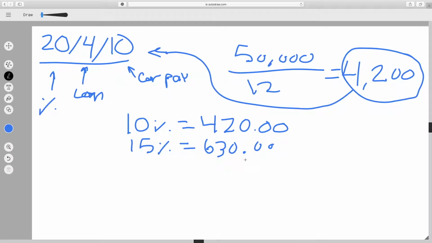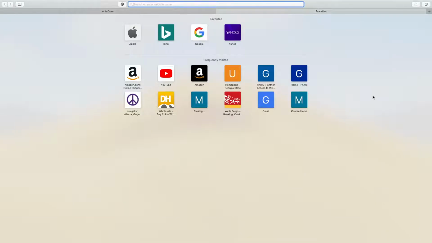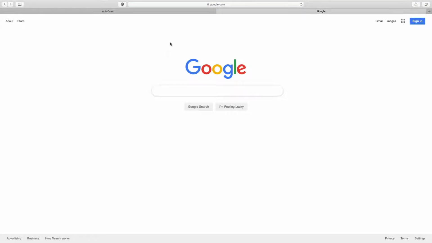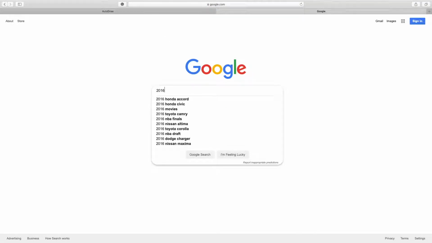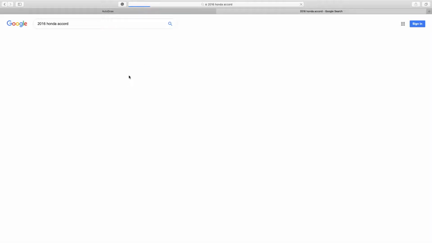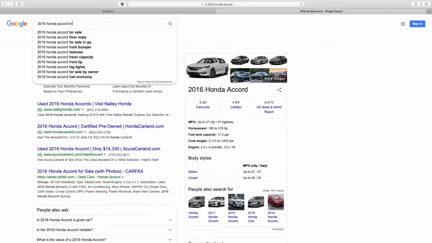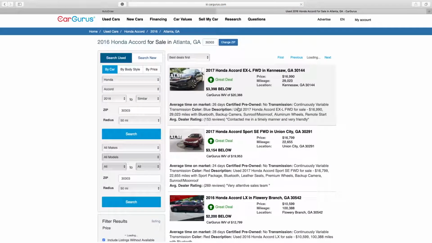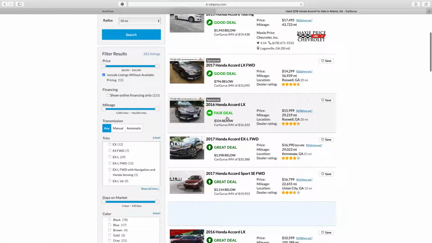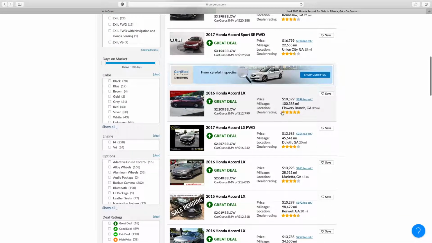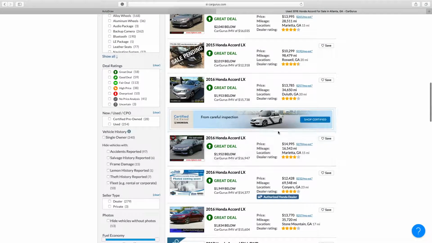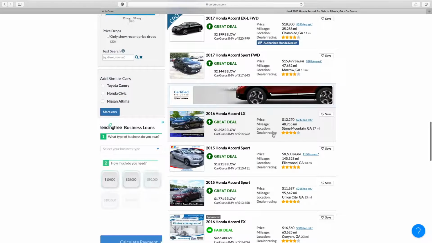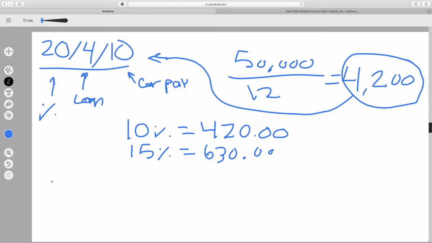The loan term is 4 years, okay? And you need a down payment of 20%. So we're going to look at a price of a car, let's go search up some cars right now. So we're going to Google, and let's say an economic car, a 2016 Honda Accord, okay? For sale. Okay, we're searching that up right now. All right, so we're just going to take a look at the average price for 2016. So we're getting around $16,000, for a good 14,000, 15,000, 15, 18. So let's just say $15,000.